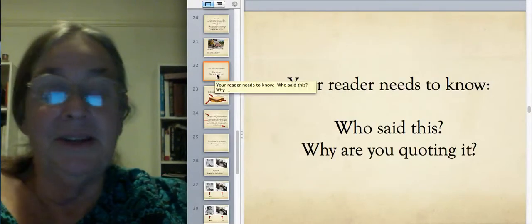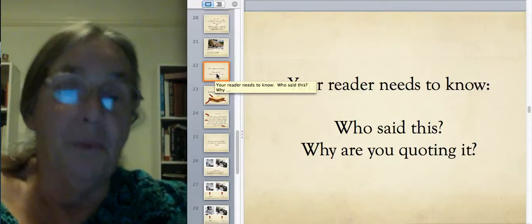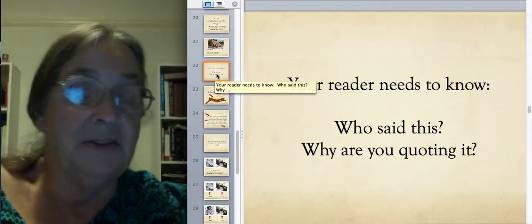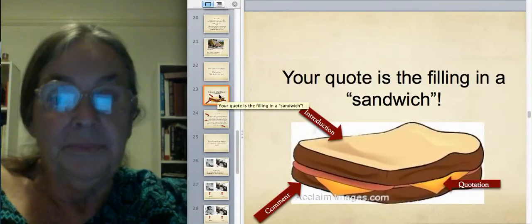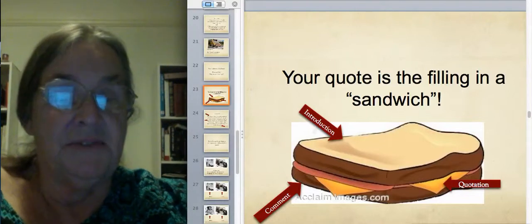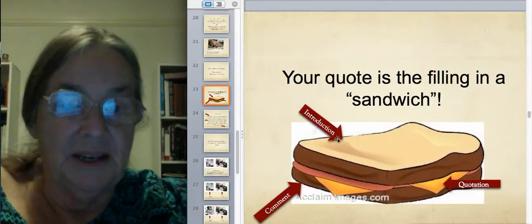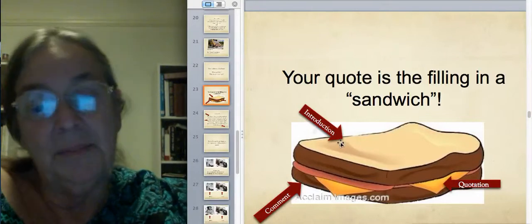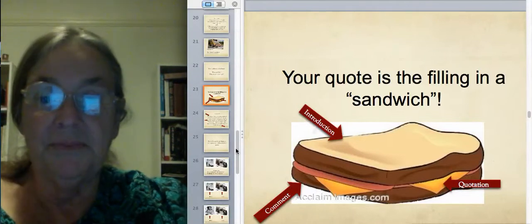Your reader needs to know who said this. Your reader needs to know, why are you quoting this? Why does the reader need to know about this? And it helps to think of the quote as the filling in a sandwich. Here's your quotation in the middle. And you have an introduction on top, and you have a comment about the quotation afterwards.